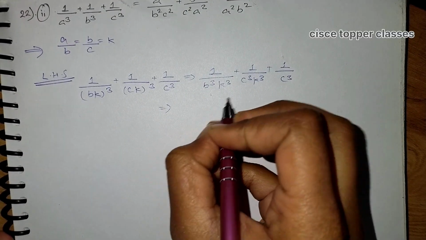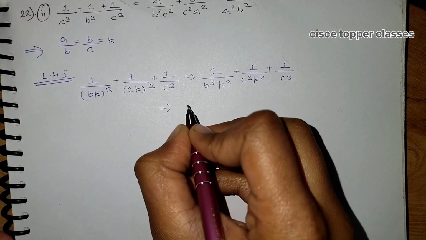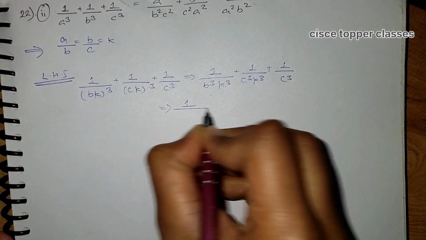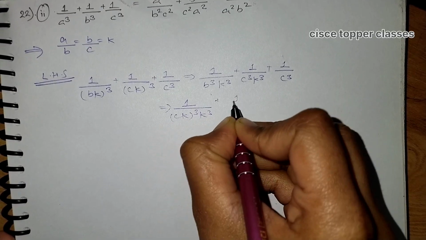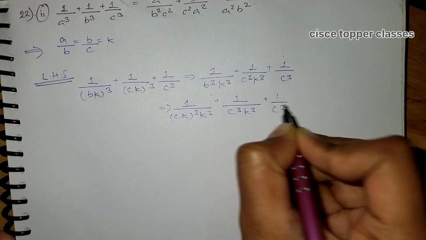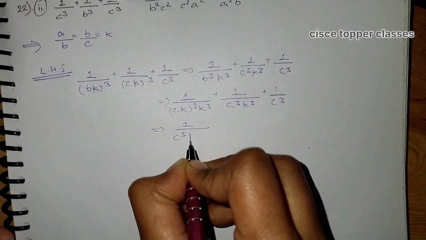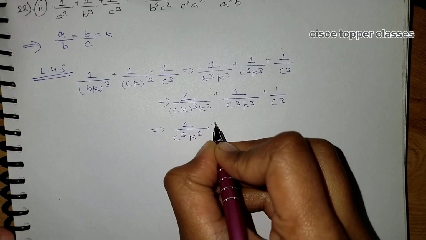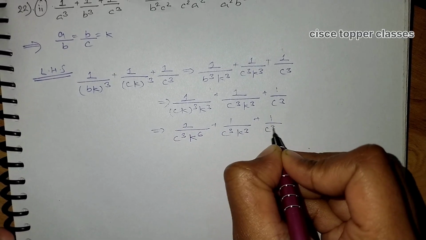So that will become as 1 by B cube K cube also we can write. So in place of B cube it will become CK. So 1 upon (CK) whole cube K cube plus 1 upon C cube K cube plus 1 upon C cube. So it will become here 1 upon C cube K to the power 6 plus 1 by C cube K cube plus 1 by C cube.